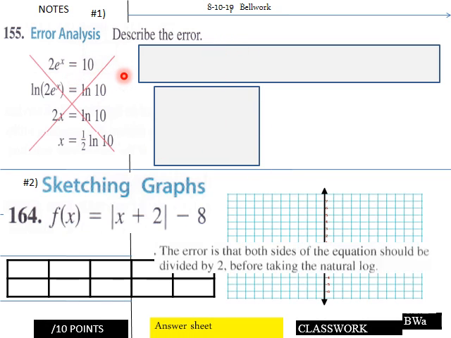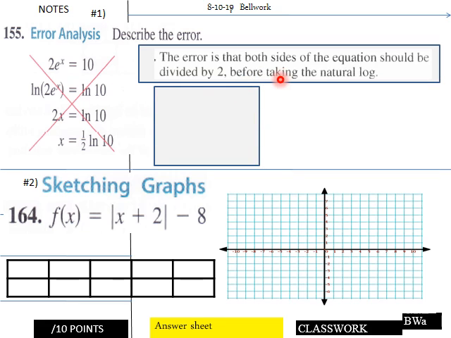For this one up here, describe the error: both sides of the equation should be divided by 2 before taking the natural log. So you're just starting out taking natural logs here, and that is not going to give you a correct response. Down here, this is the correct response: x equals natural log 5.